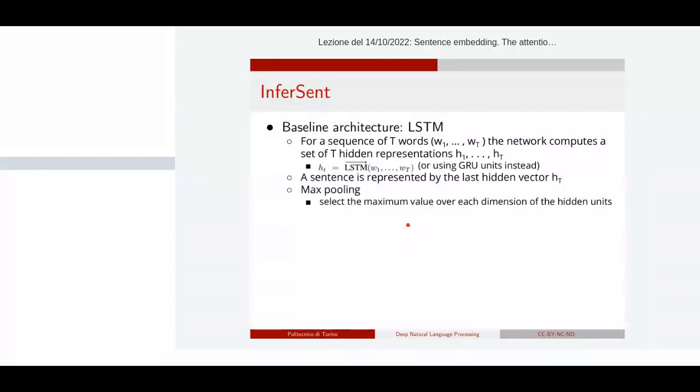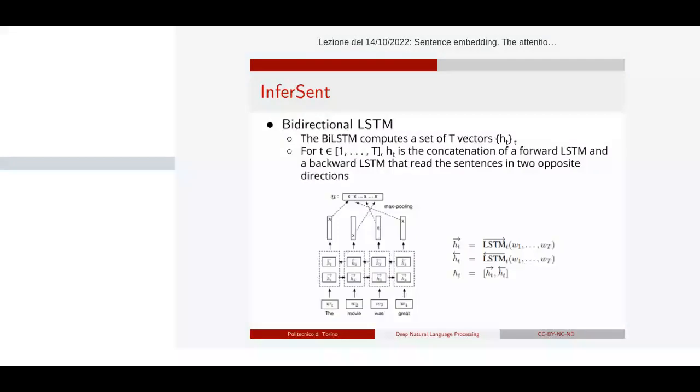And the sentence representation is achieved by looking at the last hidden vector, because it's a cascade of multiple layers, of multiple hidden representations. So the last one is the one that returns the output vector you are going to use. So here is the representation.